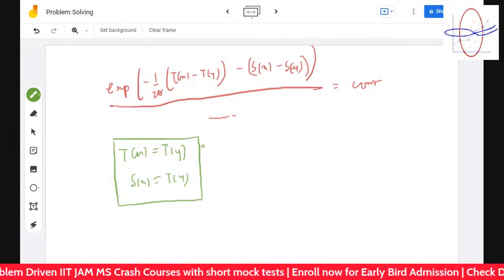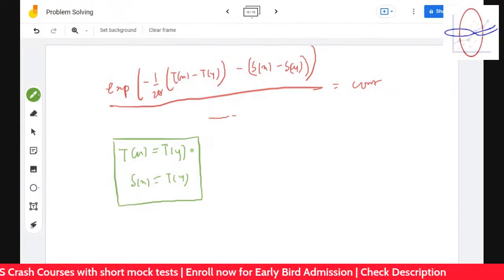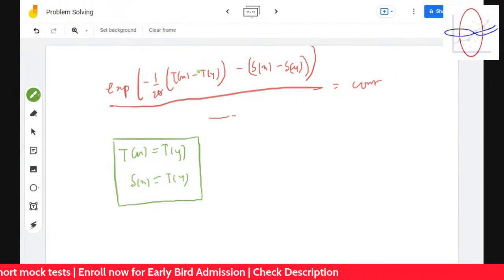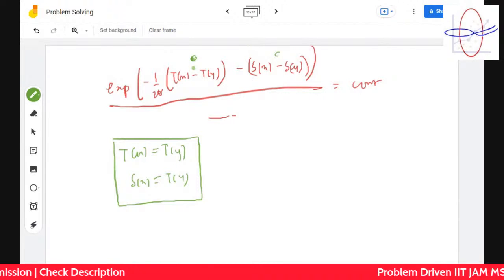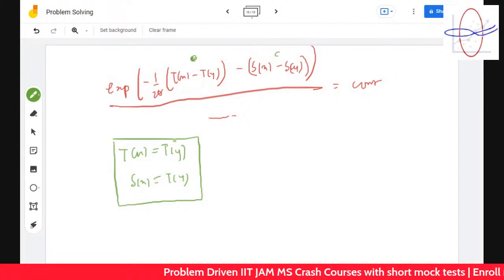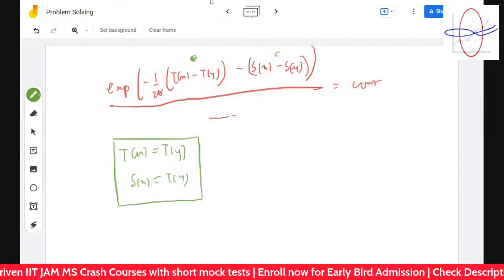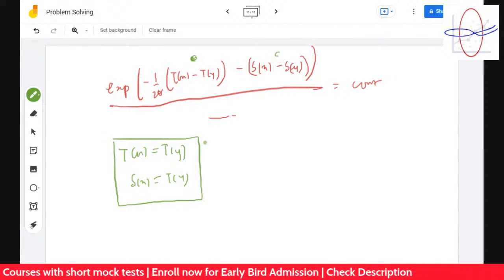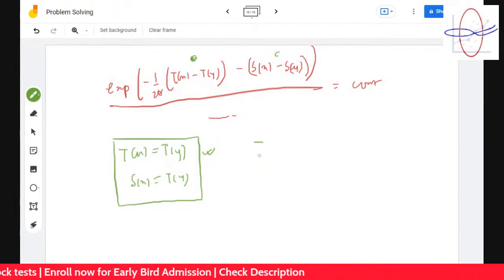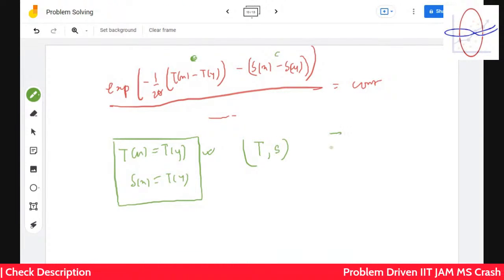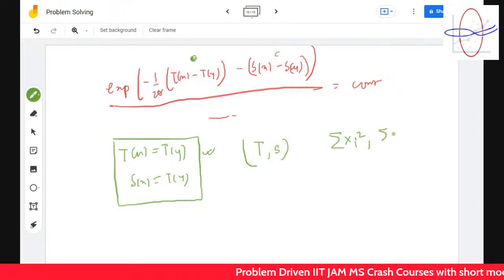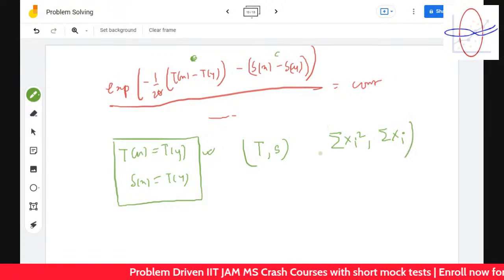So therefore, you can also tell it could be just a constant. If that's a constant, you can just replace it by minus c by 2 plus c by 2. So it will be tx minus c by 2 plus c by 2. That will be the one-to-one function. So therefore, it's only if and only if these two happen together. So a minimal sufficient statistic is t comma s. Like, summation xi square and summation xi both together is a minimal sufficient statistic.